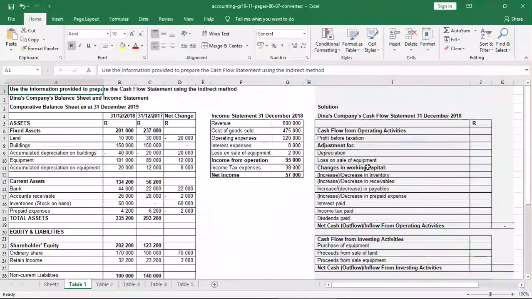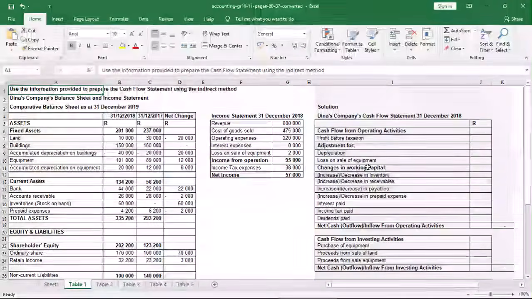We'll be going through a thorough example which should hopefully help you understand how to do the cash flow statement. So if it's your first time looking at the cash flow statement, hopefully at the end of this video, you should be able to do the cash flow statement using the indirect method. So we'll go through each example that we have here.